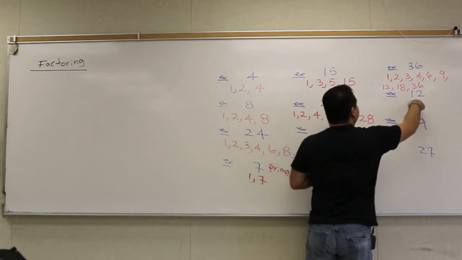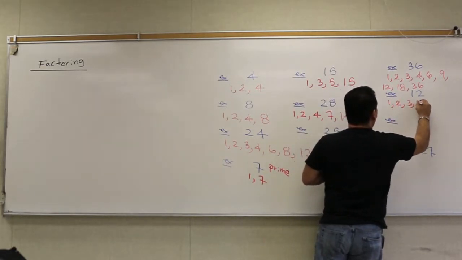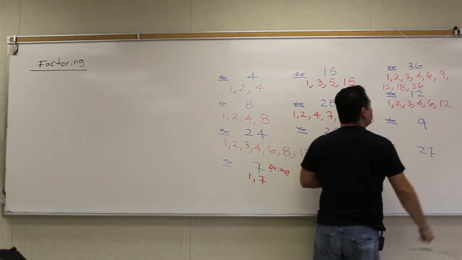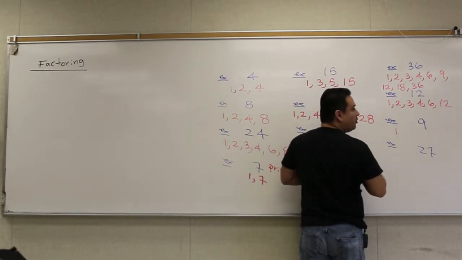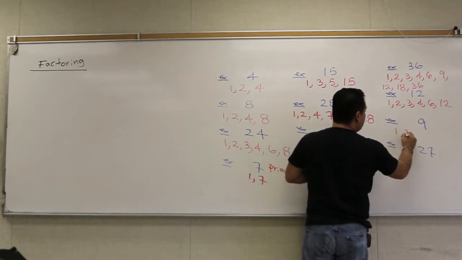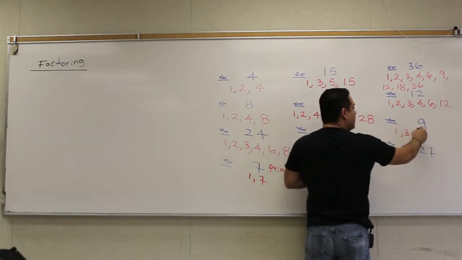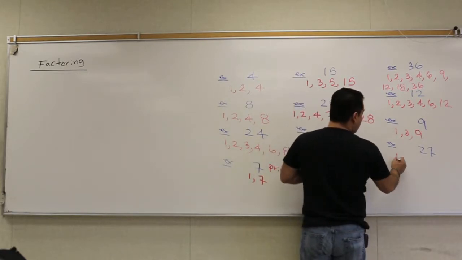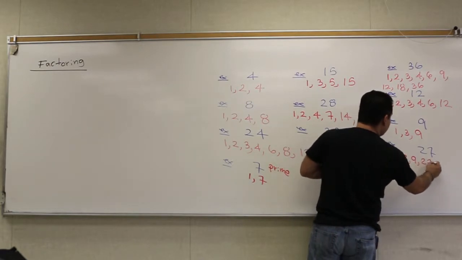Factors of 12. 1, what else? 2, 3, 4, 6, and 12. I'm halfway, aren't I? What about 9? 1. How about 2? 3, 4, 5. Aren't I halfway? Then what's the last one? 9. Good. 27. 1, 3, 9, and 27. Good.